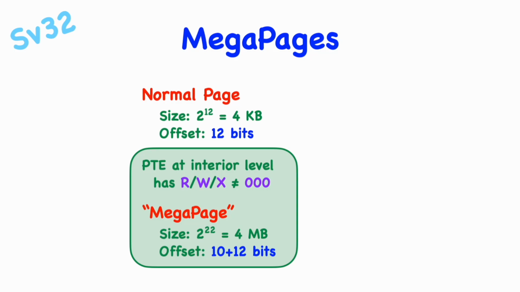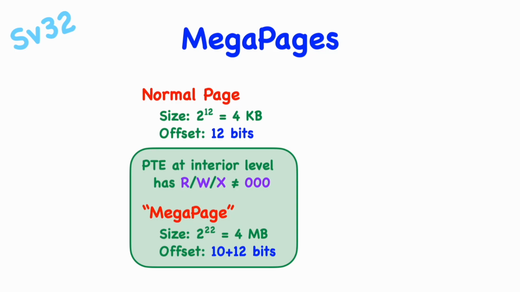Recall that a normal data page is 4 kilobytes, and we use a 12-bit offset to address any byte in it, since 2 to the 12th is 4096. Normal pages are pointed to by page table entries at the bottom level of the page table tree. But if we encounter a leaf page table entry before we get to the bottom level, which would have to be at the root since there are only 2 levels with Sv32, then we have a mega page.